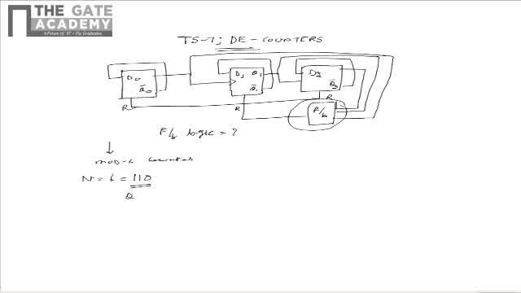Hence, the feedback logic needs to be an implementation of Q2, Q1, Q0 bar, which signifies that once the 110 state is reached, the Q2, Q1, Q0 bar will be 1, hence the reset signal will be applied to all the three flip-flops. Hence the correct option is B.